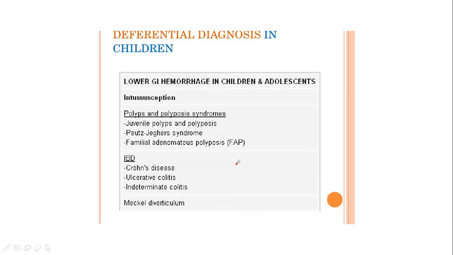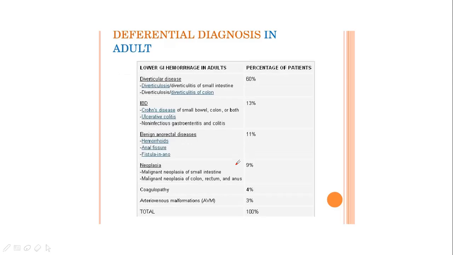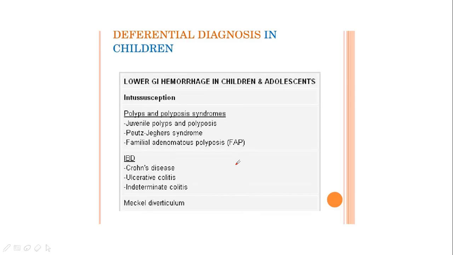Let's go. Lower GI hemorrhage in children and adolescents is caused by polyps and polyposis syndromes. Diverticulosis is the most common cause of lower GI bleeding in adults. Lower GI hemorrhage in children is called intussusception. Polyps and polyposis syndromes include juvenile polyposis, Peutz-Jeghers syndrome, familial adenomatous polyps, and inflammatory bowel disease. It's the most common cause.